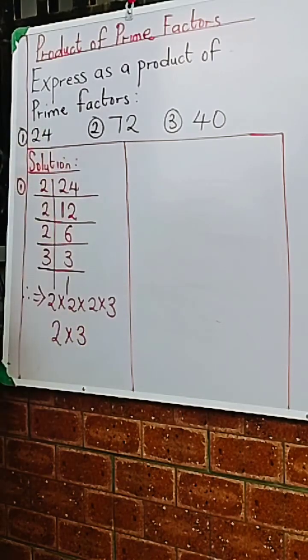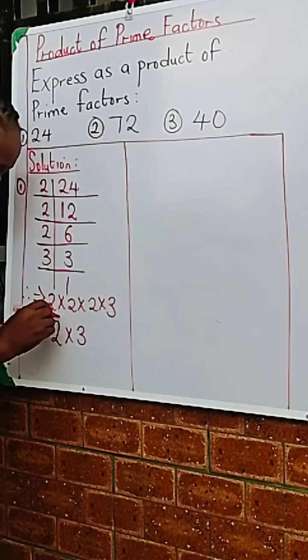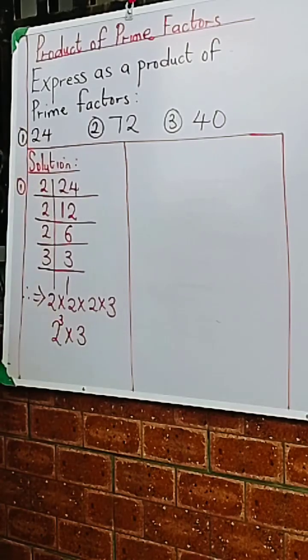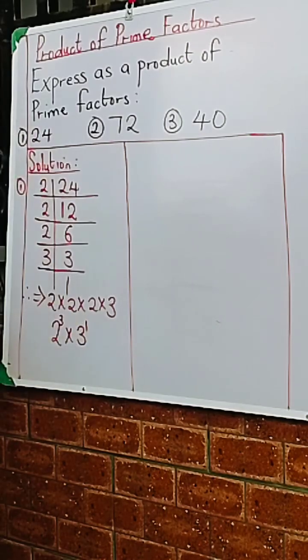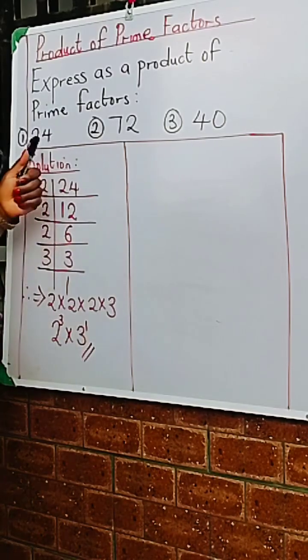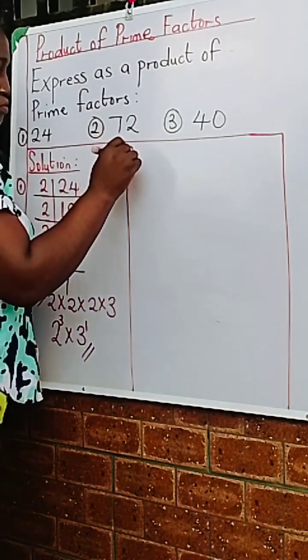Then you ask yourself, how many times did 2 appear in this expression? 1, 2, and 3. So 2 will be raised to power 3. I hope you're getting me. 2 will be in power 3, while 3 will be in power 1. So this is the product of prime factors of 24.